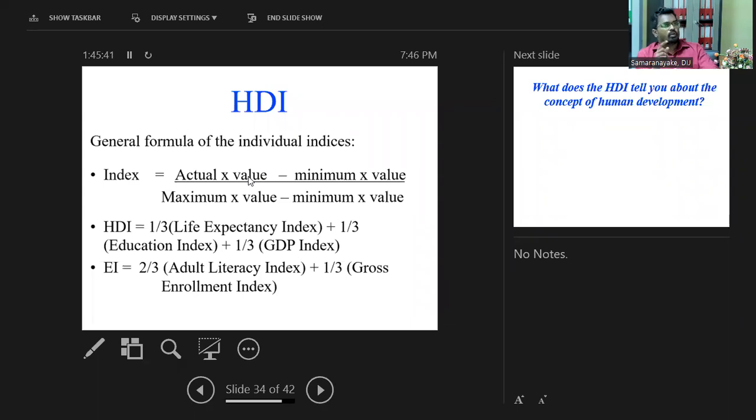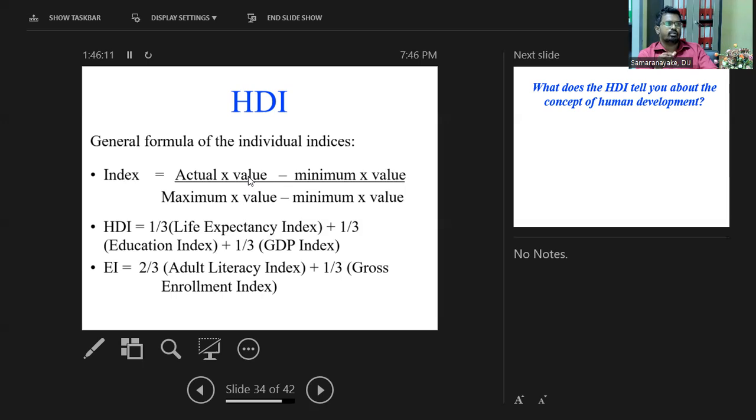So it's 1/3 weight into the life expectancy index plus 1/3 weight into the education index plus 1/3 weight into the GDP index. We consider these 3 weights. We are giving equal weight, 1/3, 1/3, 1/3, where we give an equal chance for all these indexes to represent the final HDI calculation.